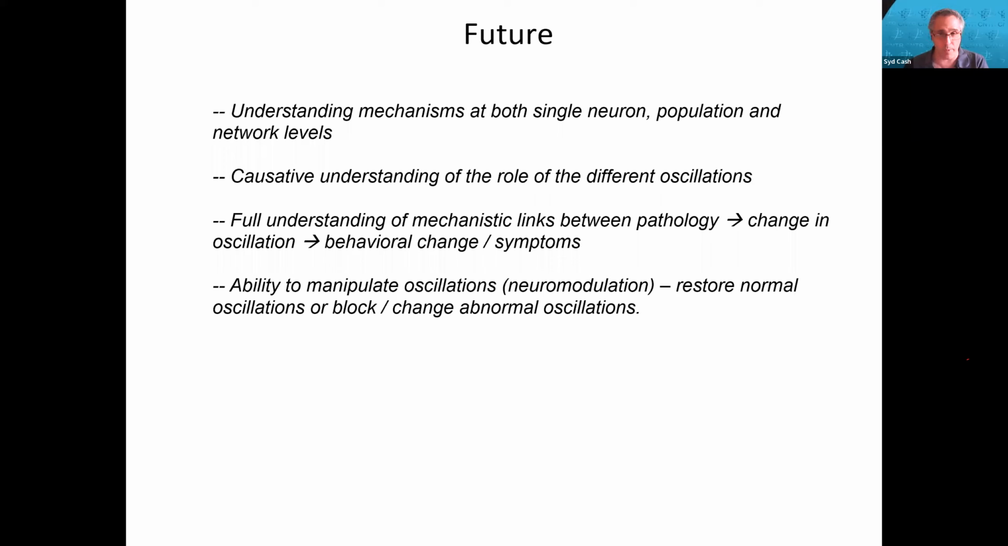And then finally, we want to be able to do that so we can start manipulating these oscillations using neuromodulatory techniques to get back to the normal oscillation and block or change the abnormal oscillation and then restore normal function to patients suffering from a wide range of neurological problems.